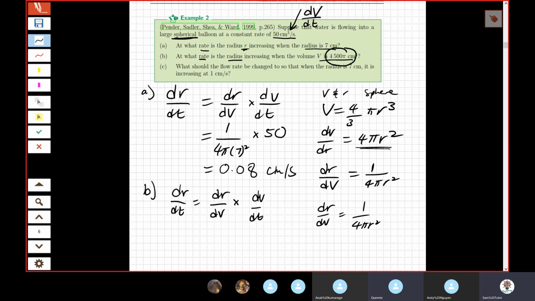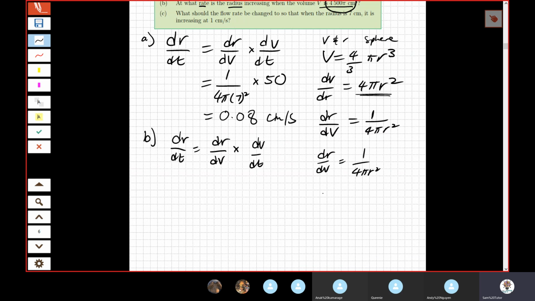How are you going to make R the subject from this expression? Yeah, that's it. So volume equals 4,500 pi, which equals 4 on 3 pi r cubed. And she's right, just make r the subject. So get rid of the pi, times by 3, divide by 4. 4,500 times 3 divided by 4 is 3375, cube root that. Oh, works out nicely. R is 15.